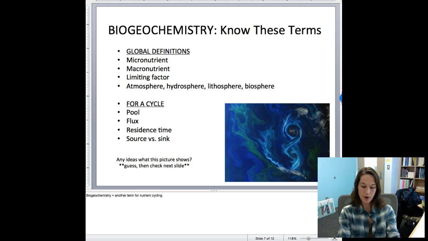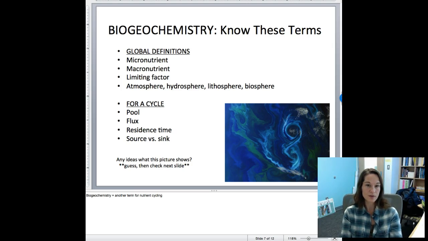And there are parts of each ecosystem that are known as pools of these nutrients, and that's where a nutrient can reside for a period of time. And then there are other places where that nutrient is considered in flux, and so it's moving between one pool and another pool. So this slide here shows you some of the terms that I want you to know from this biogeochemistry or nutrient cycling section.